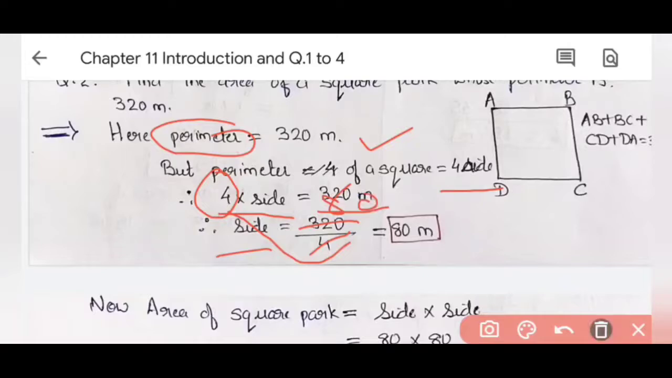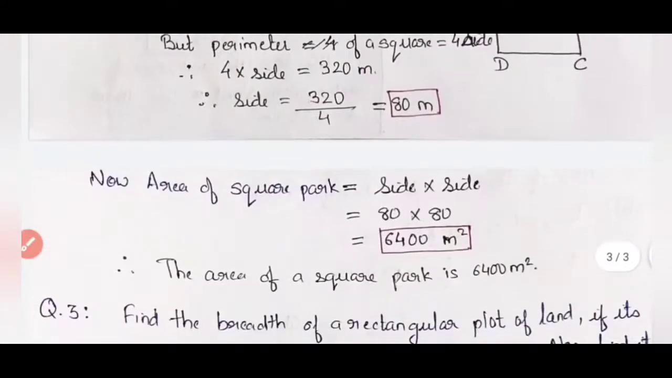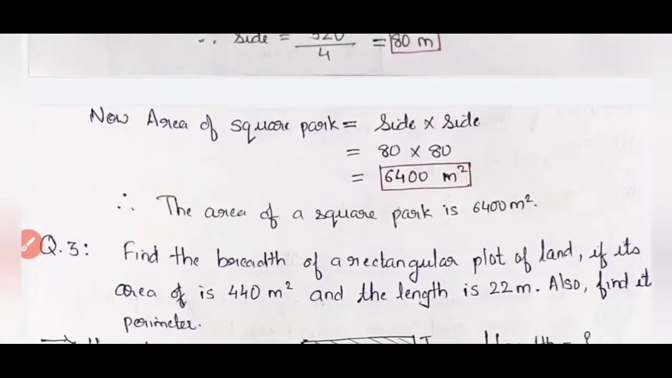Now since we have got the side and you know all the sides of a square are equal, so we will place it in the formula. Formula for area of square is side into side. So I will write 80 into 80, and 8 8s is 64 and these 2 zeros. So I will get 6,400 meter square. So we will write like this: the area of square park is 6,400 meter square. Moving to the next question, question number 3.